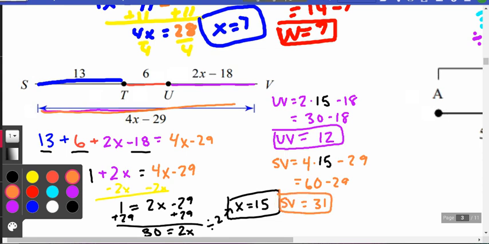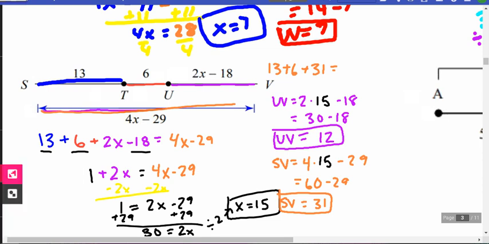Let's check our work. 13 plus 6 plus 12, and we need it to equal 31. So 13 plus 6 is 19, plus a 12 would result in 31, so it works out.